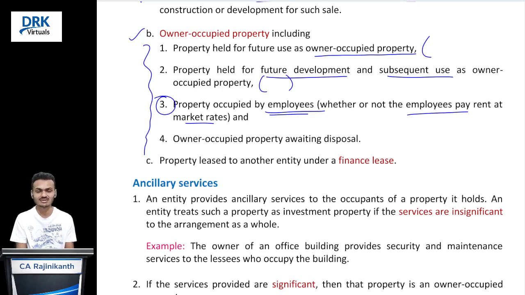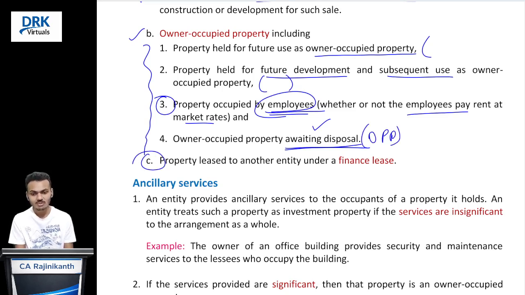Students are feeling like that, but it is wrong because entity is giving that property to the employees as a workforce quarters, staff quarters. So in that case, it is treated as owner occupied property. It should not be treated as investment property, right? And next one, owner occupied property awaiting disposal. We are using it as an owner occupied property and awaiting for disposal as such. So in that case, we should continue to treat it as owner occupied property.